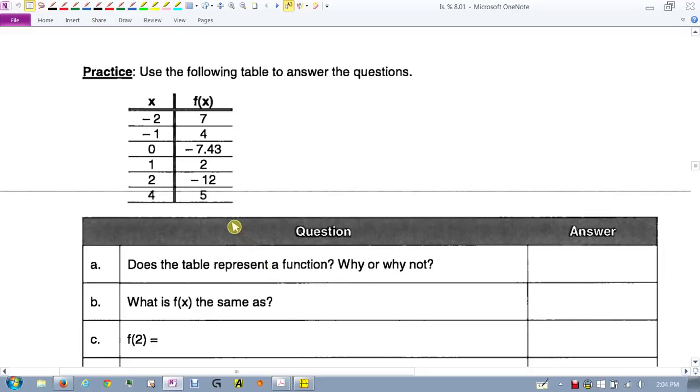Okay, why? Each input, -2, goes to exactly one place. So you don't have -2 appearing again over here. You don't have -1 appearing again. Each input only appears one time. So each input goes to exactly one place. So it is a function, yes.